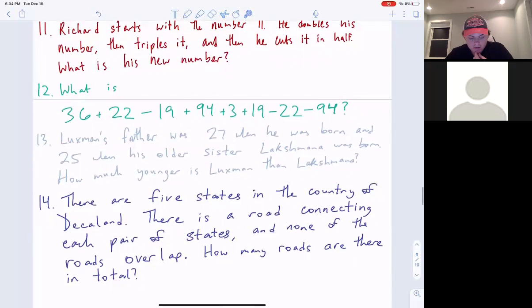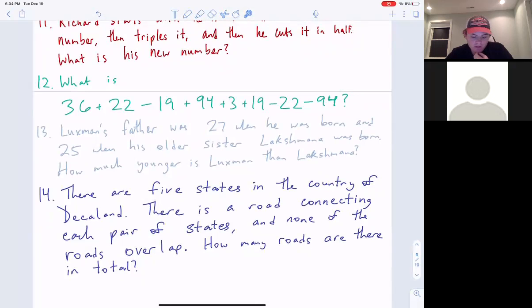Okay, 13. Lakshman's father was 27 when he was born and 25 when his older sister Lakshmana was born. How much younger is Lakshman than Lakshmana? So, yeah, you can think about this. If Lakshman's father was 27 when he was born, and 25 when his older sister was born, then how many years older is his older sister than he is? Right, I guess that's the question. How many years after being 25 would Lakshman's father be 27? That's what you could figure out. And you may want to employ a subtraction for that one.